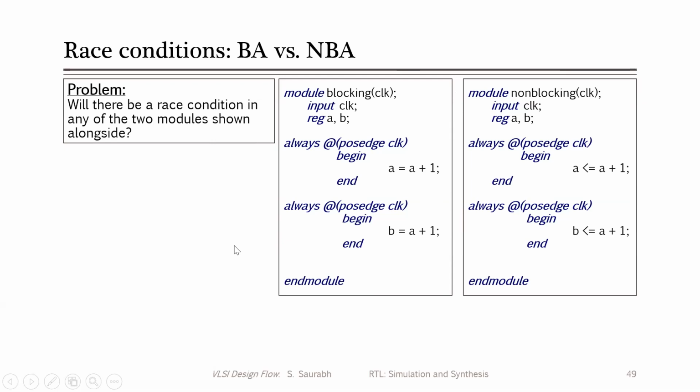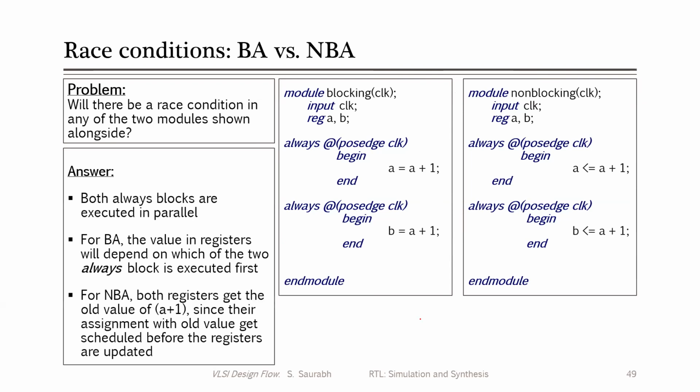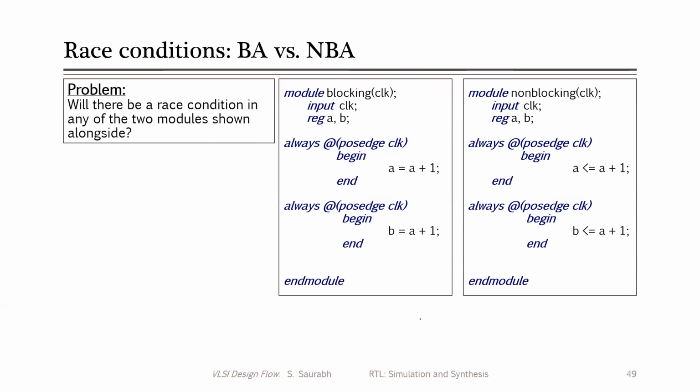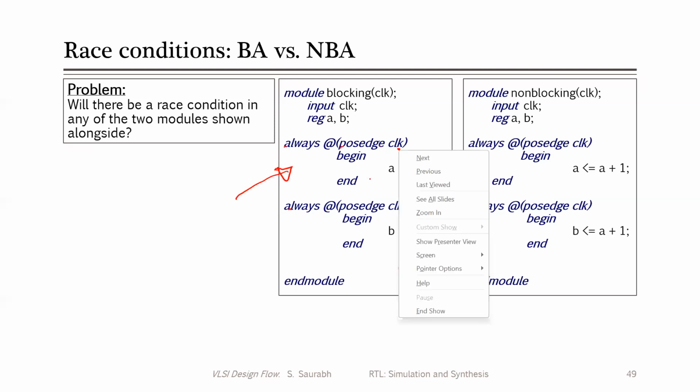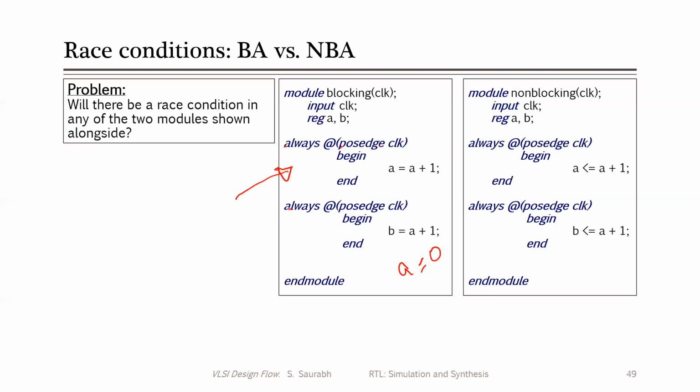Okay, so let's see the first one. Let's assume that initially the value of A was 0. Now, there are two always blocks, both sensitive to the clock. These two blocks will be executed concurrently. The simulator can choose either this one to be executed first or that one. And if the results vary because of the order, then we say that there is a race condition.